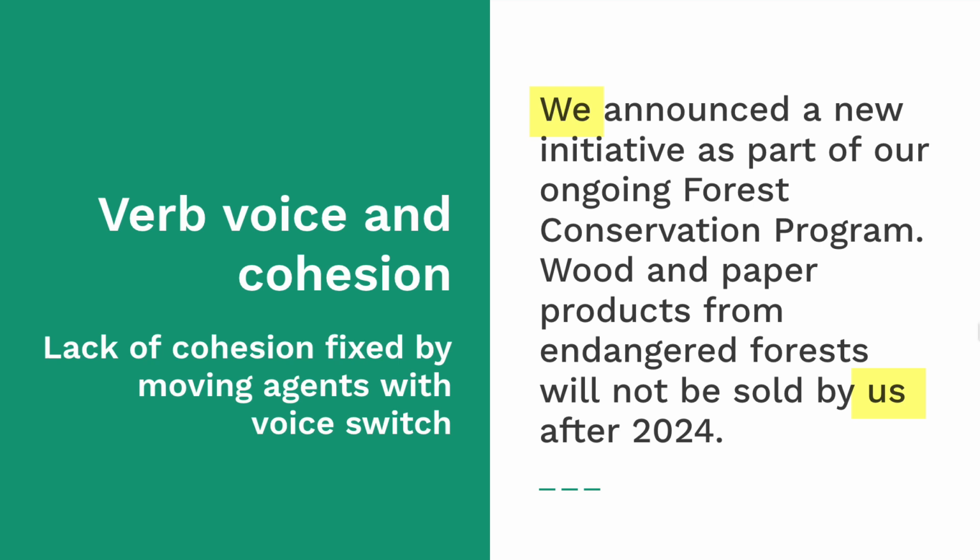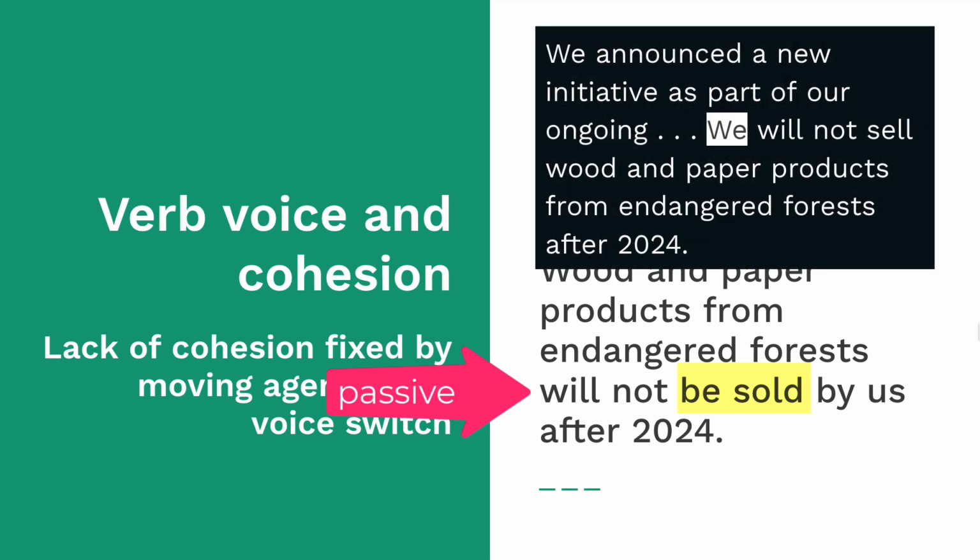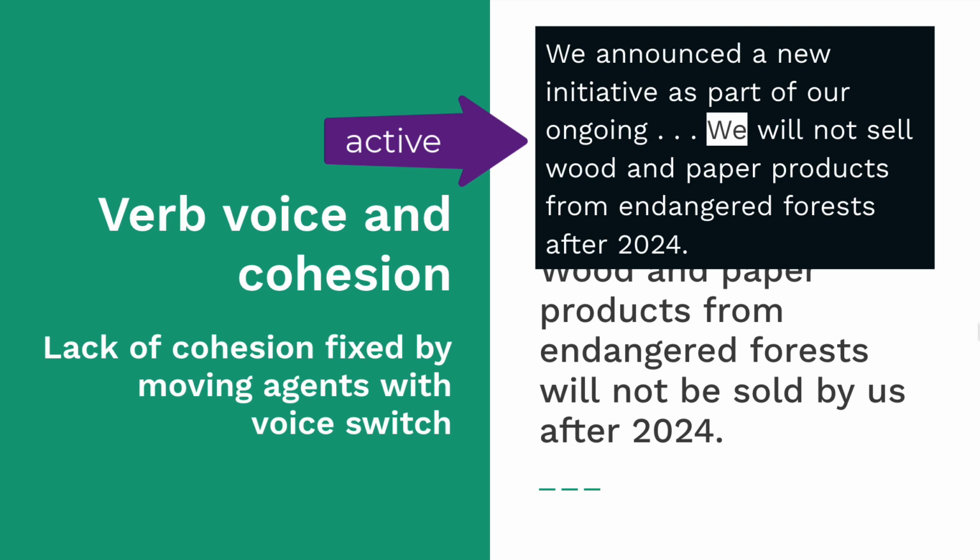What if we change the voice of the second sentence from passive to active? See the be sold, which signals passive voice? What I'm showing in the black box with active voice in the second sentence now repeats we in the subject position. We've fixed the lack of cohesion by creating the AB-AC pattern using a verb voice switch.